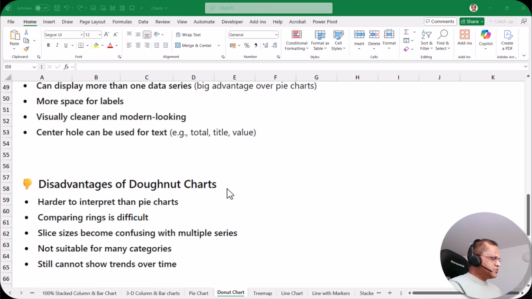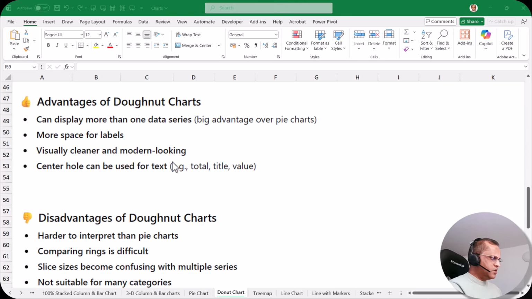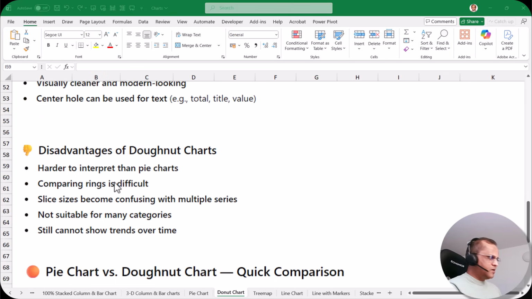What are the disadvantages of donut charts? It is harder to interpret than pie chart because pie chart is a full pie. You can see the full pie, but in a donut chart, you cannot see the full pie. So that's the problem. Comparing ring is difficult. As I said that you can create various rings in the donut chart, but comparing the rings is difficult. Slice sizes become confusing with multiple series. Not suitable for many categories.